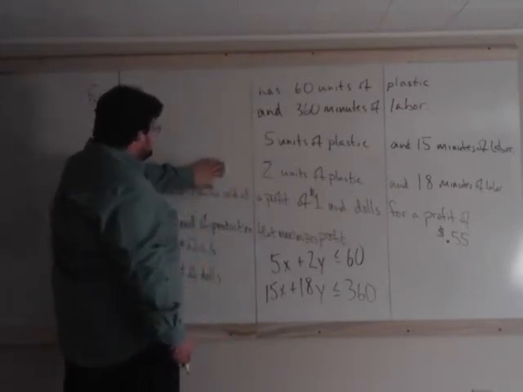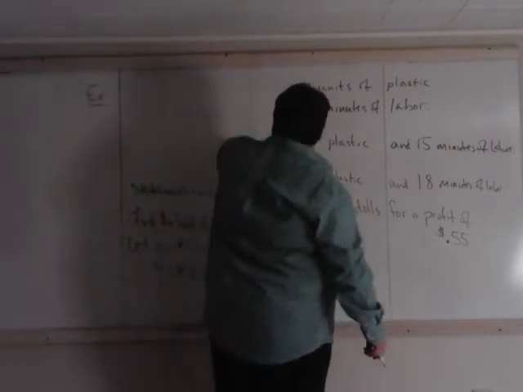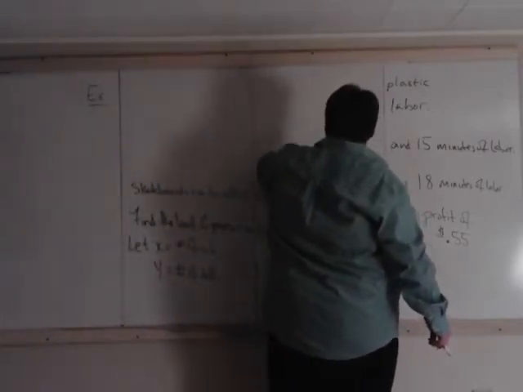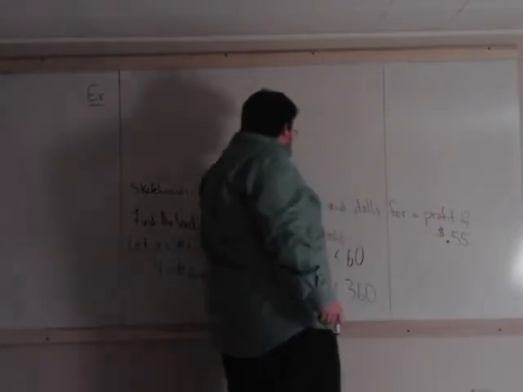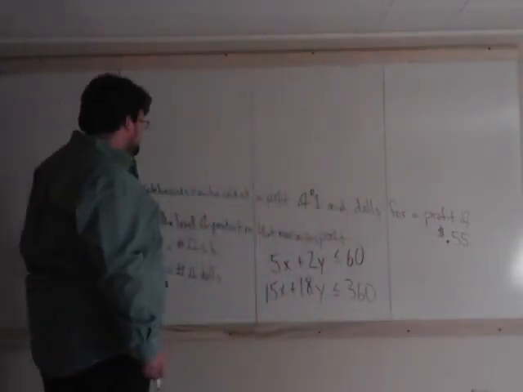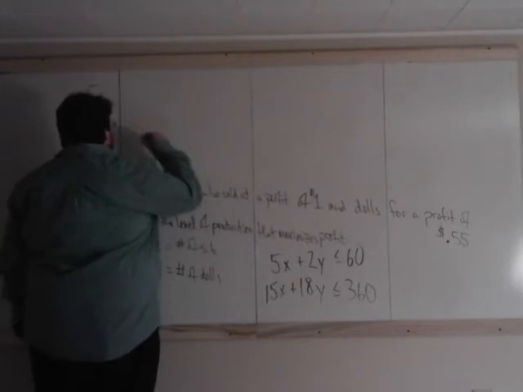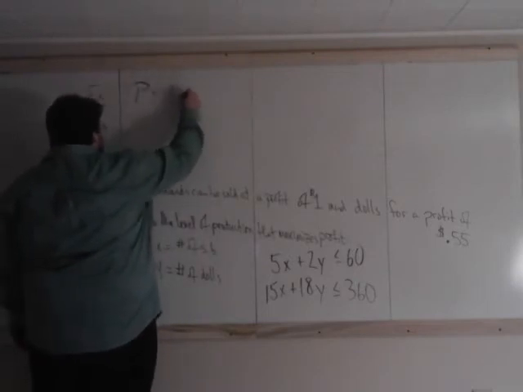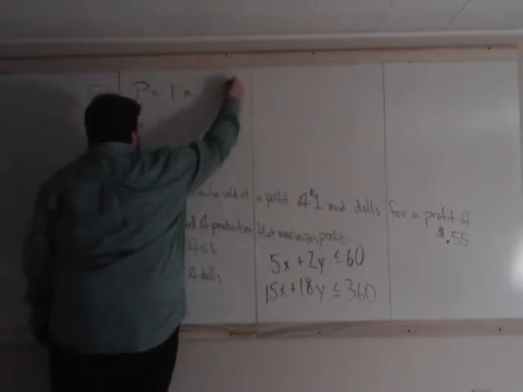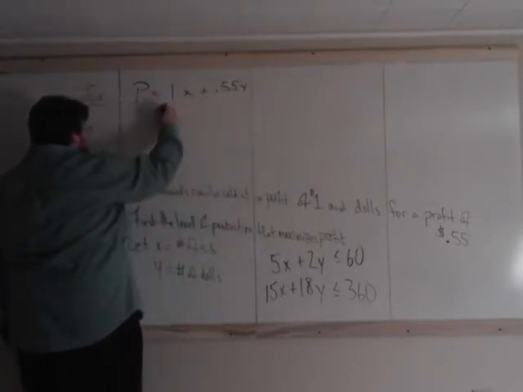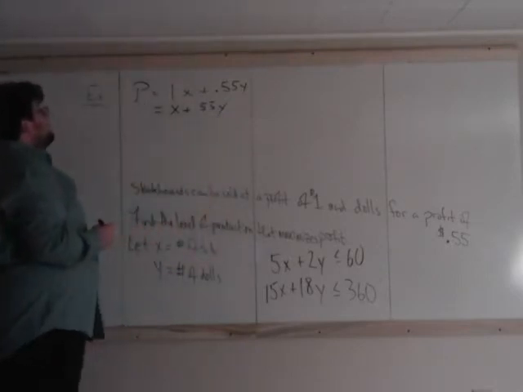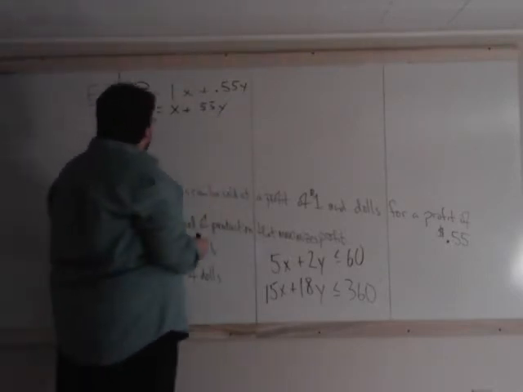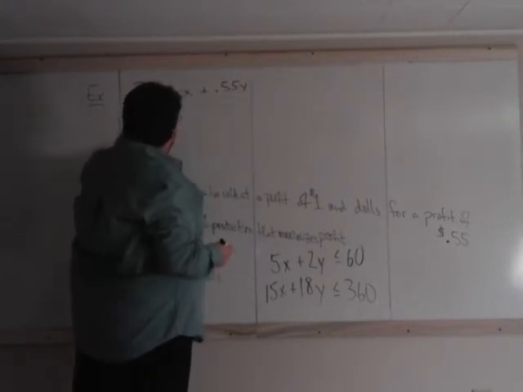And the only other thing we need is a profit equation. So let's write the profit equation now so we have it when we need it later on. The profit says skateboards can be sold for a profit of $1, dolls for a profit of 55 cents. So our profit equation is 1 times x plus 55 hundredths times y, which of course is just x plus 55 hundredths of y. 55 hundredths is 11 twentieths. I'm just going to write that. Why is it 11 twentieths?